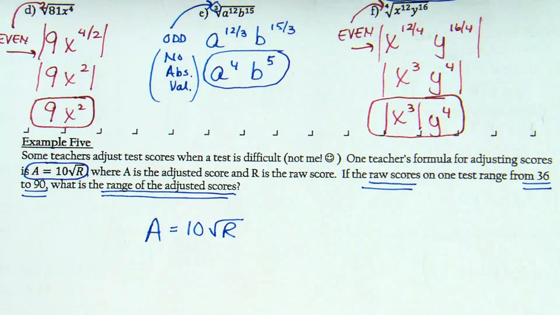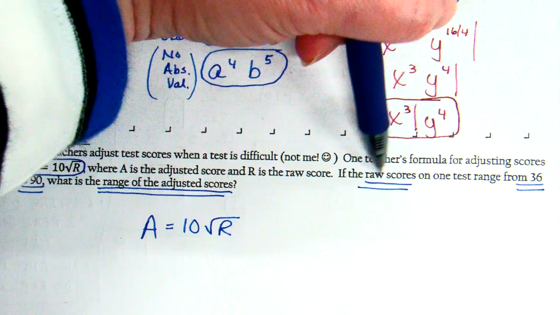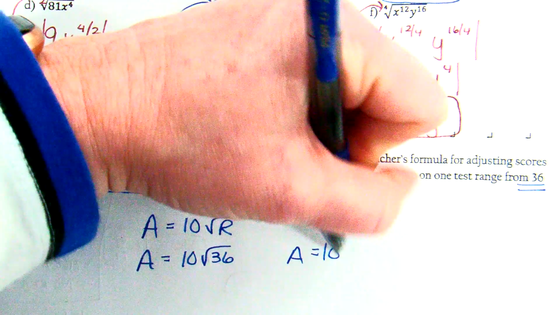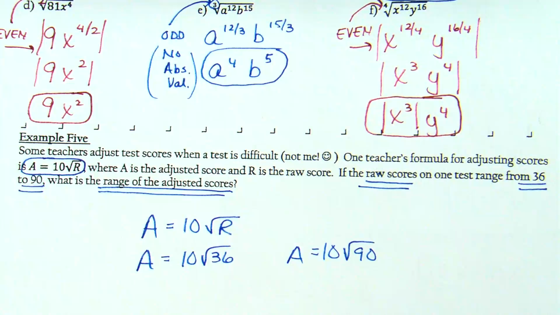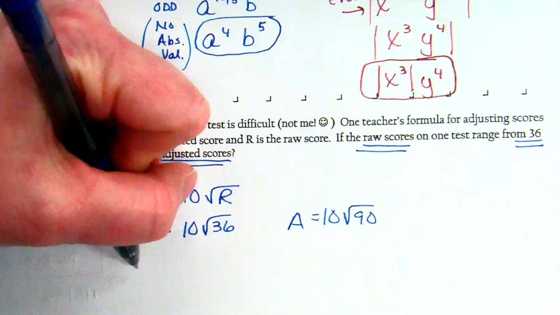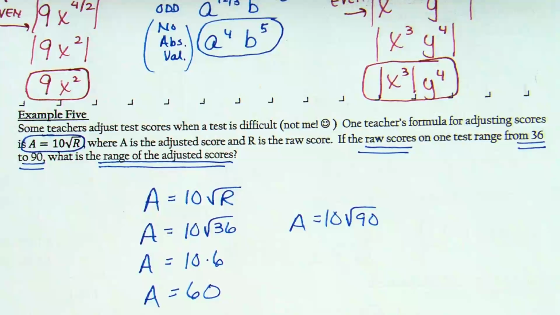So what do I have to do with that 36 and that 90? Do it twice, yes. These are raw scores. So we're going to put 36 in for R. We're also going to put 90 in for R. So 36 is the low number. I'm going to have a new low number. 90 was the high number. I'm going to have a new high number. So what is the square root of 36? 6. And what's 10 times 6? 60. So now 60 is the lowest score possible.